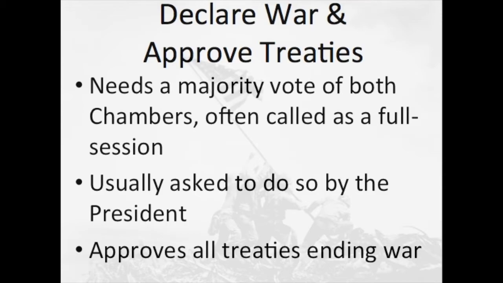So in order to limit that power, the president cannot use the military and engage in a foreign entanglement unless Congress gives the president the power to do so by declaring war. So Congress needs to meet in a joint session. Both the House and the Senate vote together.